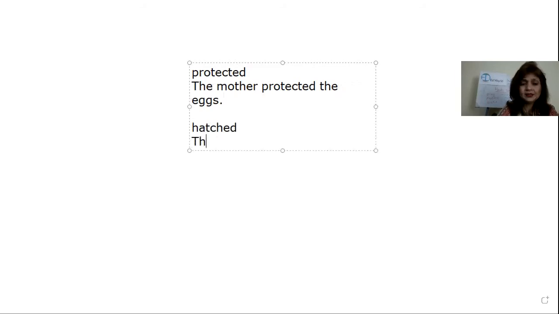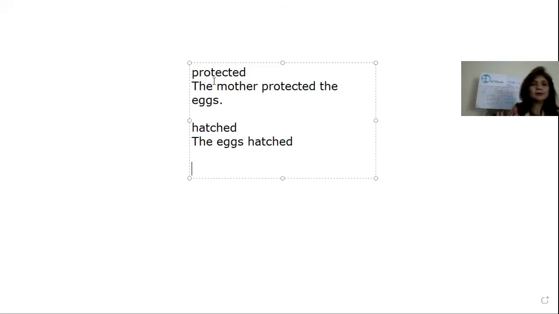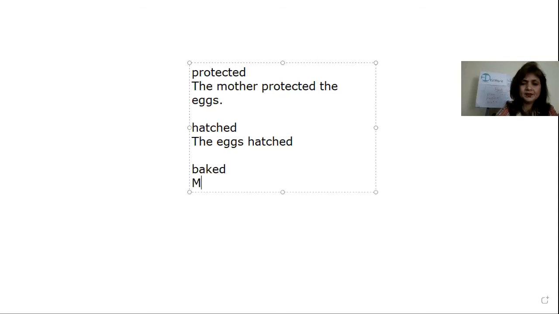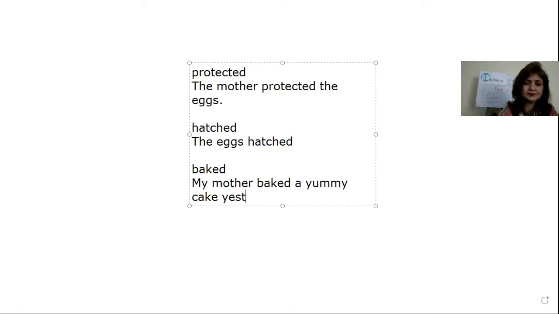Now hatched. How will you use it? Simple. The eggs hatched. Means the eggs hatched means they are complete. They are being complete. Baked. My mother baked a yummy cake yesterday. See, we are talking about yesterday. So bake will be in past tense. My mother baked a yummy cake yesterday. Right? Okay.